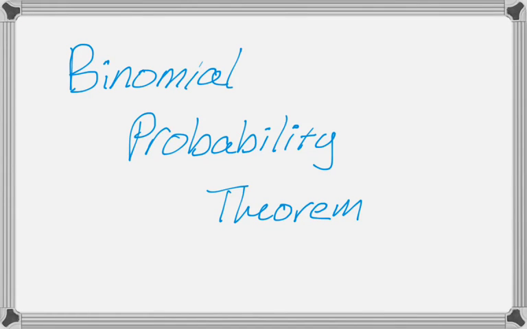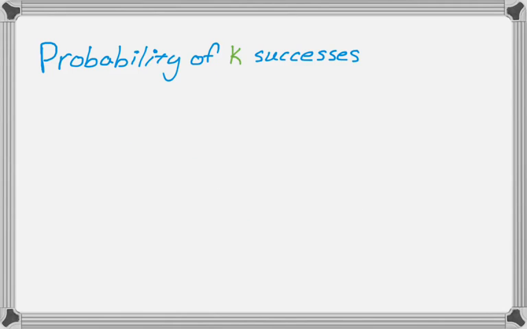Alright, let's take a look at the binomial probability theorem. What this says is, we're going to find the probability of getting exactly k successes in n trials of doing something. If we get k successes, that means we must get n minus k failures. That's something to keep in mind, because you have to account for everything that happens.